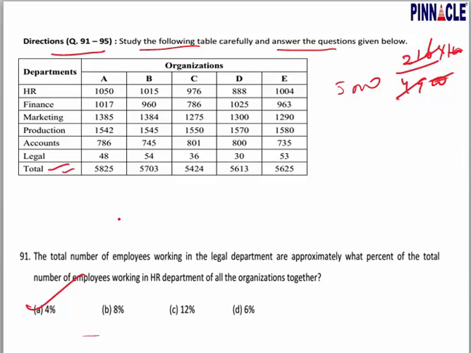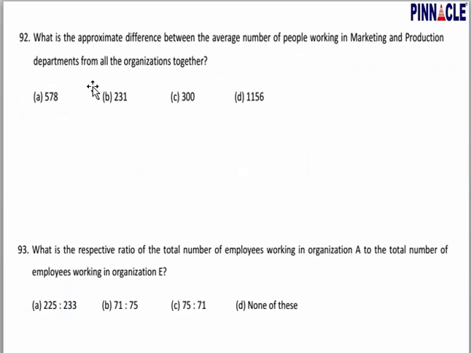Now, let's do the next question. Next question here is, what is the approximate difference between the average number of people working in marketing and production departments from all the organizations together? Now the answer options are reasonably different. You can say reasonably far away from each other.